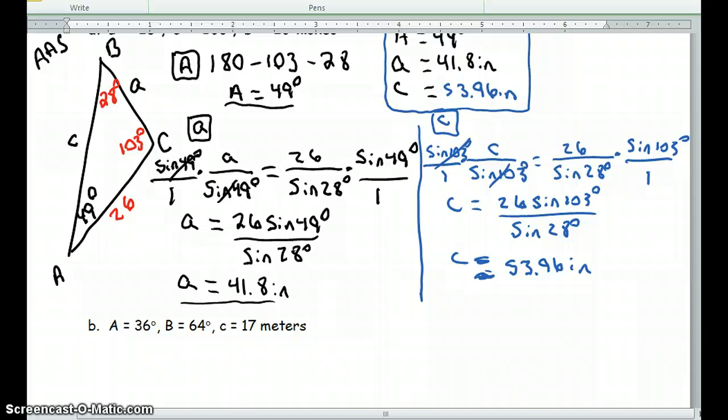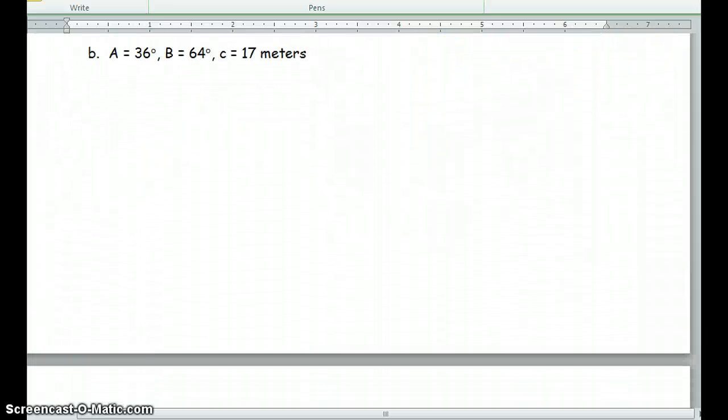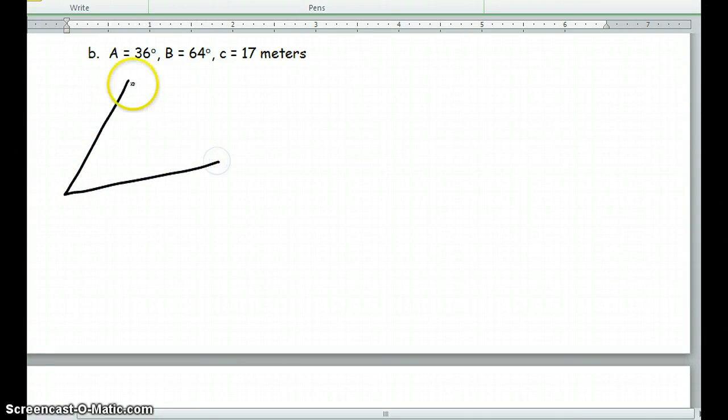All right, so part B, while this is scrolling, A is 36 degrees, B is 64 degrees, and C is 17 meters. We're going to solve this triangle. These angles are pretty small, so I'm just going to draw it like this. I'm going to put A here, B here, C here, and again, in another color, I'll go ahead and label what we know.